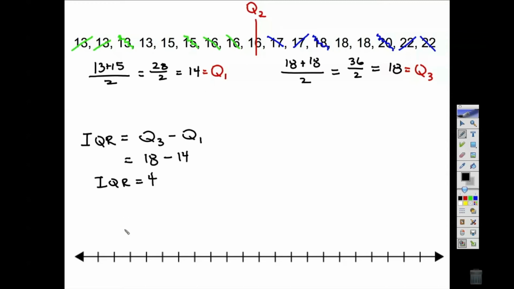Last but not least, all we need to do is make the box plot, or the box and whiskers. We need Q1, Q2, Q3. Let me highlight those, what we need.